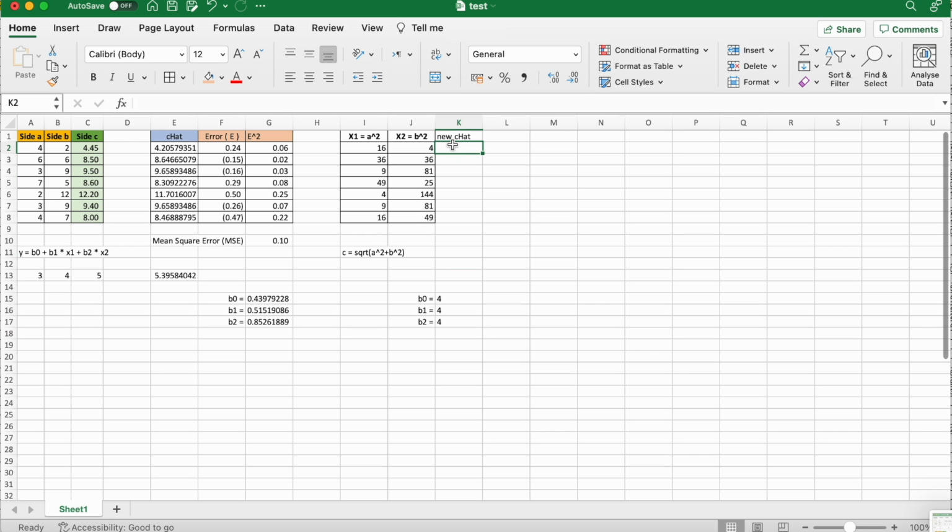So he says this is got to be equal to B0 plus B1 into capital X1 this time plus B2 into capital X2, that is B square. So he gets this value, and this has got to be square root of this. So he says SQRT of this. So he gets some value of C hat.